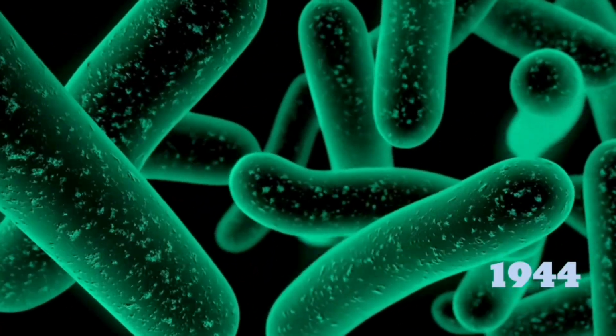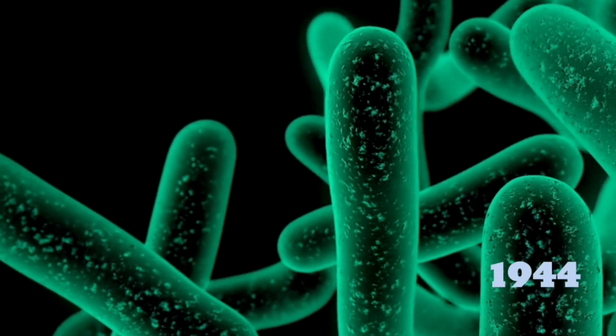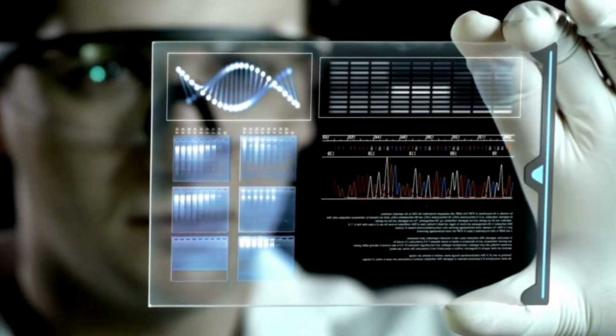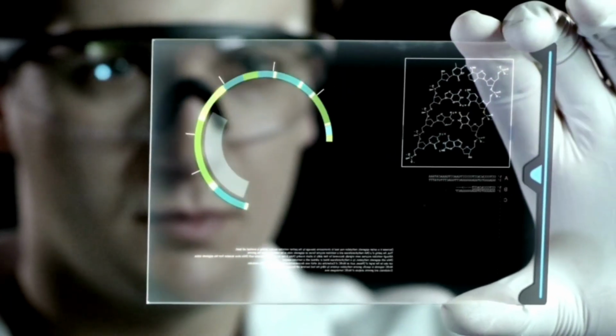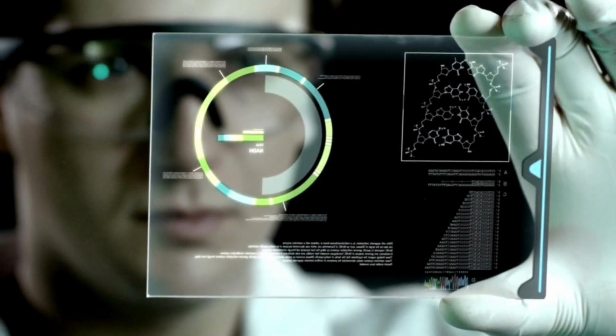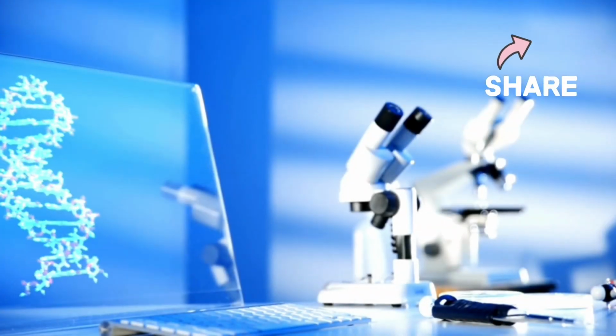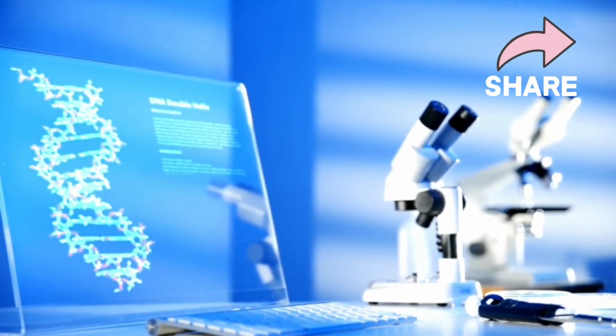In 1944, Oswald Avery, Colin MacLeod, and Macklin McCarty identified that the transforming agent in Griffith's experiment was DNA. This was a groundbreaking discovery that demonstrated that DNA, not proteins, was responsible for carrying genetic information.